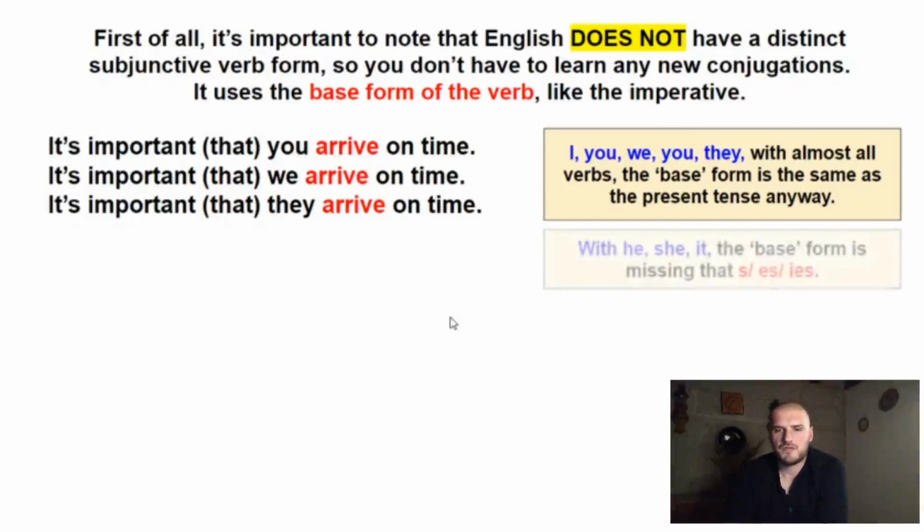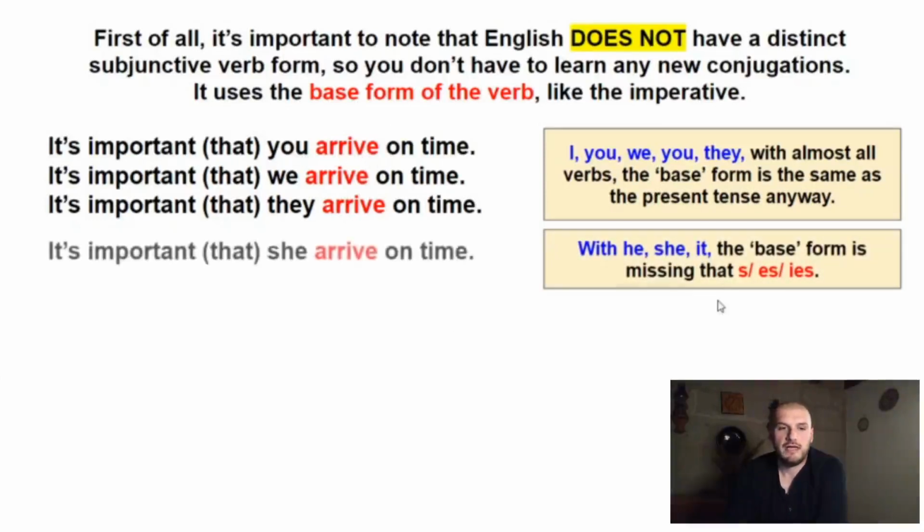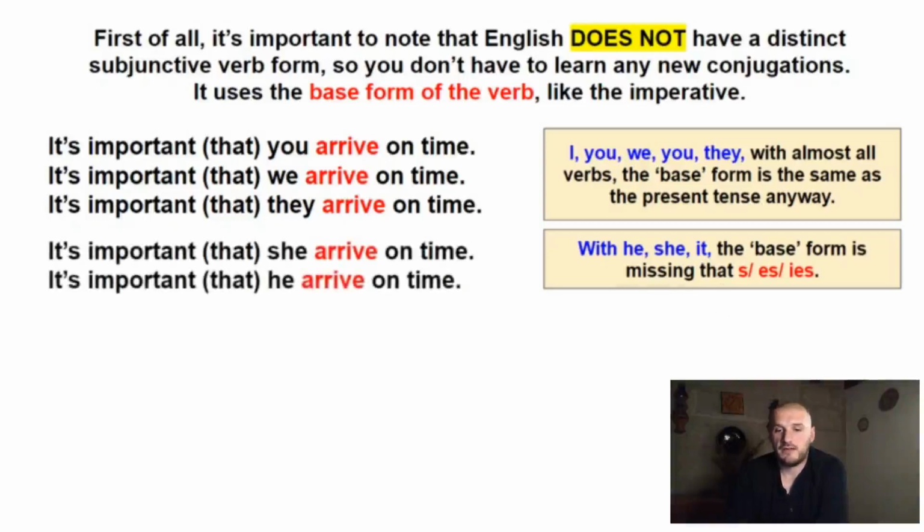The difference comes with he, she, and it. So, it's important that she arrive on time. It's important that he arrive on time. This is where you see it's a bit weird, okay? Because you're seeing, okay, but he and she, pero pues mis maestros siempre me decían he y she is con s o is o ies, no? She arrives, he arrives, okay. This is a subjunctive, which is why it still has this base form, right?